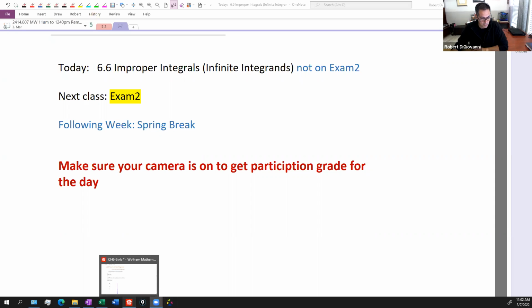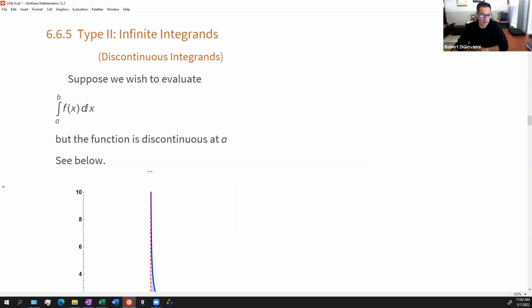So last time, what we were talking about were the type 1 improper integrals where your limits of integration would include infinity. You either had infinity at the top or negative infinity at the bottom, or you had a combination of both. And so hopefully in the homework, you're able to figure out how to do that. Now we're going to talk about the type 2 infinite integrands.